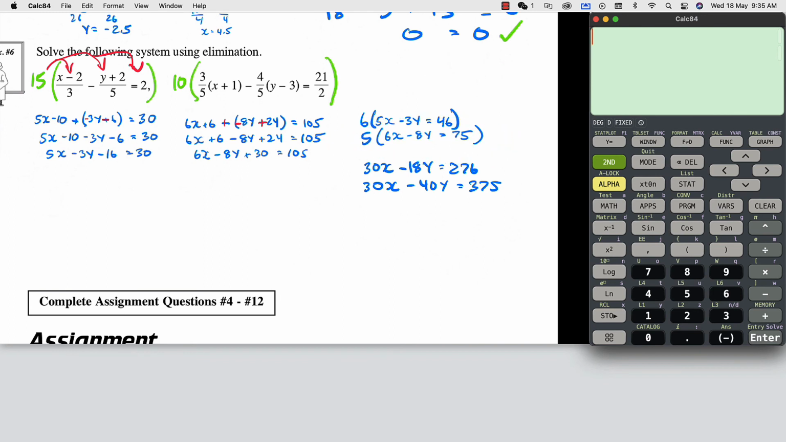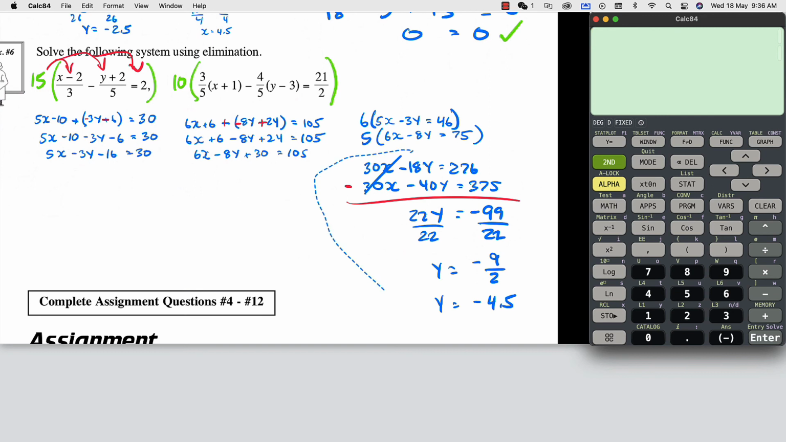Okay, and what are we going to do? Because they're both positive, we are going to subtract. Okay, so 276 minus 375 is a negative 99. And negative 18 minus negative 40 becomes negative 18 plus 40. So we end up with a positive 22y. And the x's are eliminated. And I now divide everything by 22. And 11 can divide into both of those, so we should end up with y equals negative 9 over 2, which is the same as a negative 4.5.